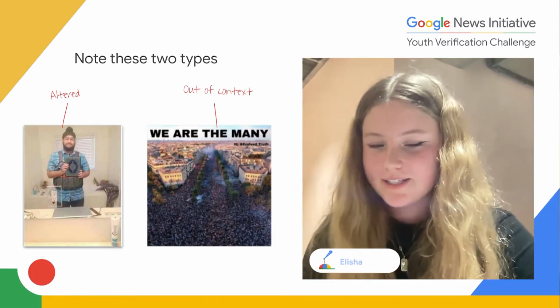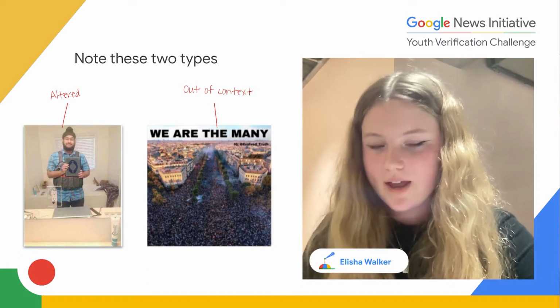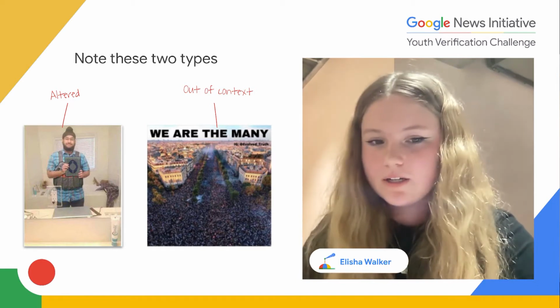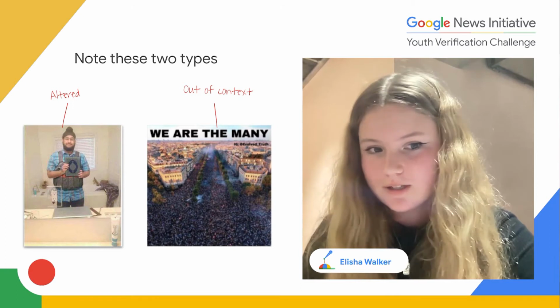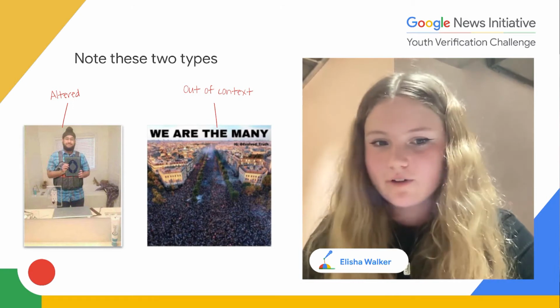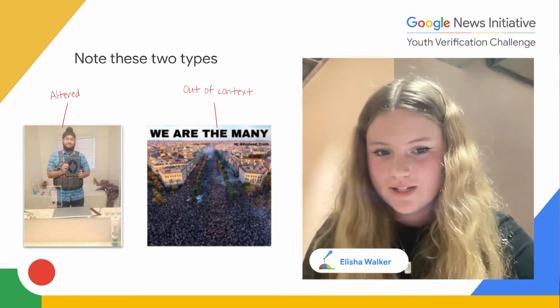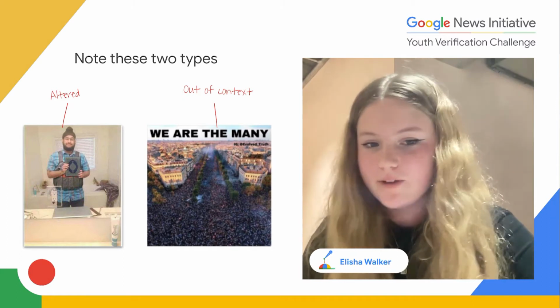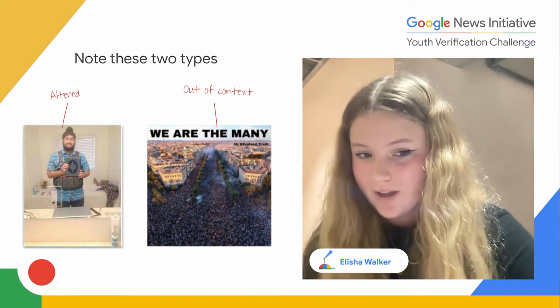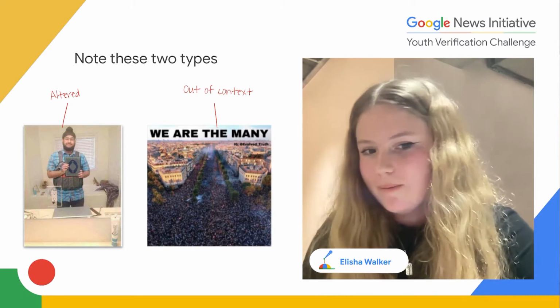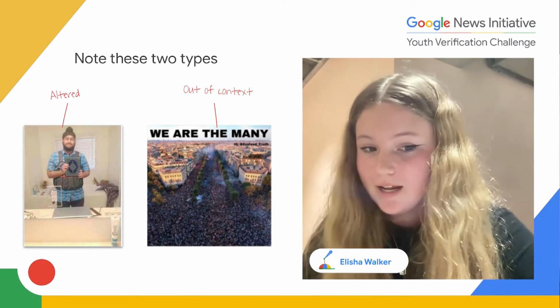So, misinformation and disinformation using images can be divided into two main categories. We have altered images or out of context images. Placing photos out of context is a very common misinformation technique that involves recycling old photographs and videos and presenting them as evidence of recent events. Altered photos, however, are images that have been edited to change their meaning.